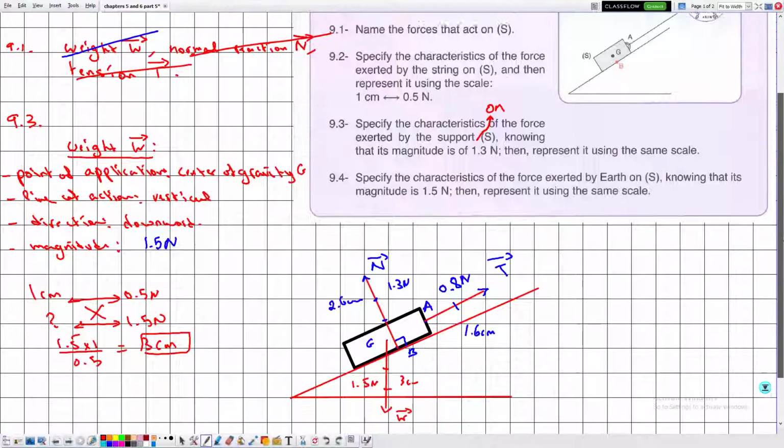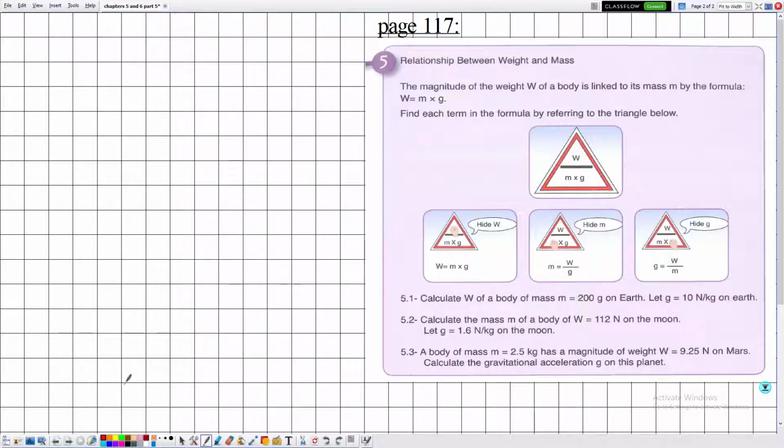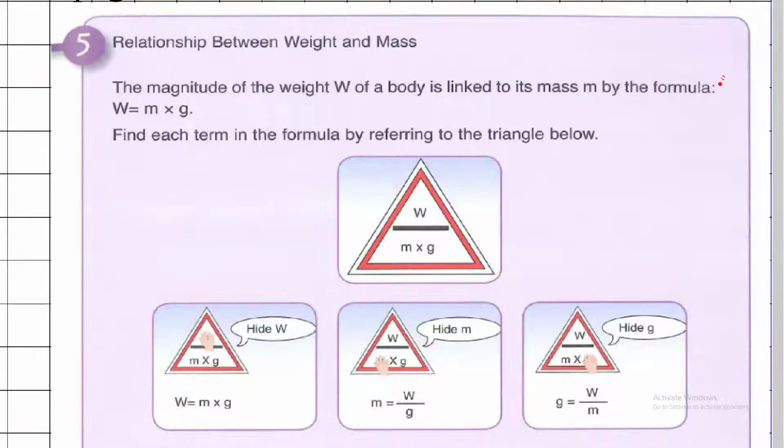Now let me move to the other exercise in chapter 6, which is page 117, number 5. They are telling us the relationship between weight and mass. So now the magnitude of the weight W of a body is linked to its mass by the formula weight is equal to M multiplied by G. Find each term in the formula by referring to the triangle below.